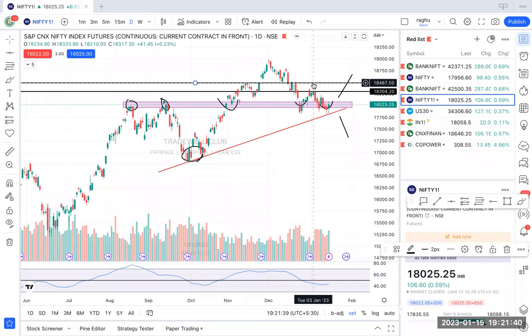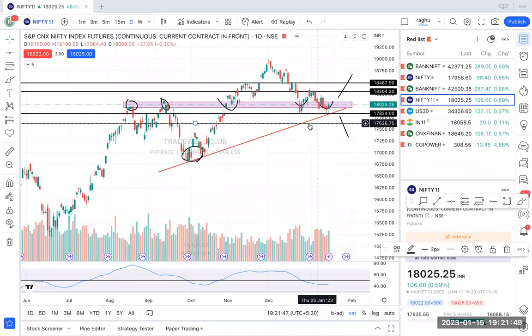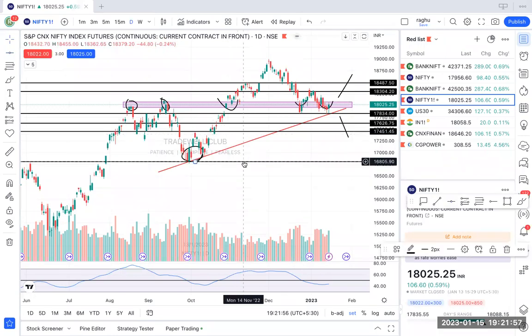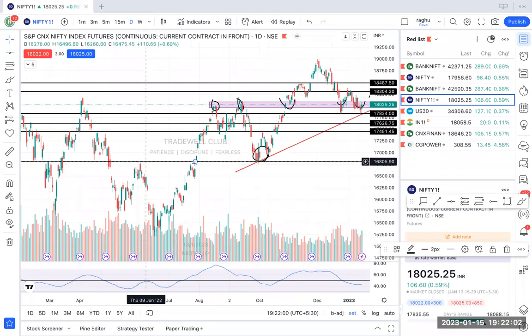So this is how you make your levels. If it is going down, till where? If it is breaking this particular trend line, it might go till where? This was a support or resistance last time. If it is falling more, till where? Here maybe. If it is falling more, the last support is somewhere here, because in the longer time frame, the market took a support or resistance at this particular point only.